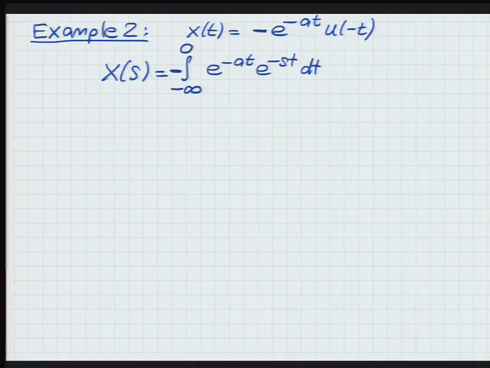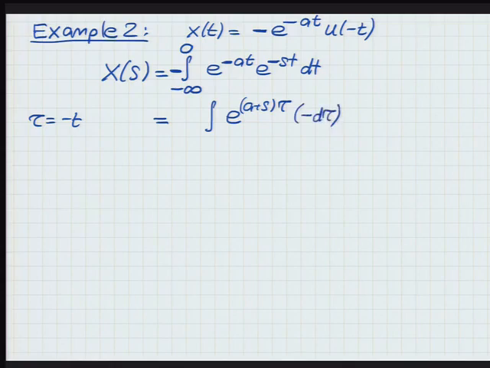All right, so what I'm going to do next is I will define a new time variable, negative t, so that what I'm integrating looks like a plus s tau. So I get rid of these negative signs here. Does that make sense? Okay? But what happens to dt then? It becomes negative d tau, right?